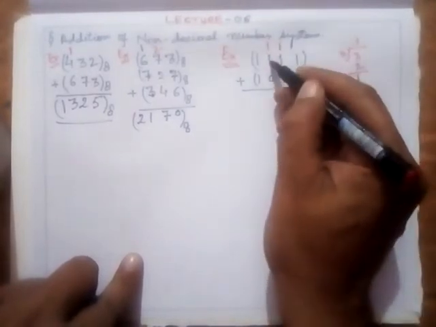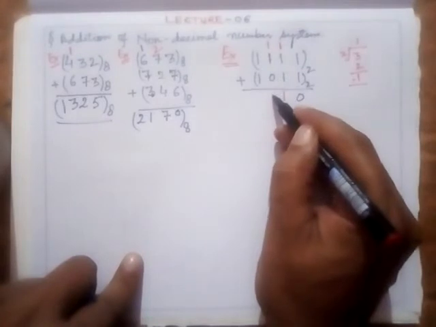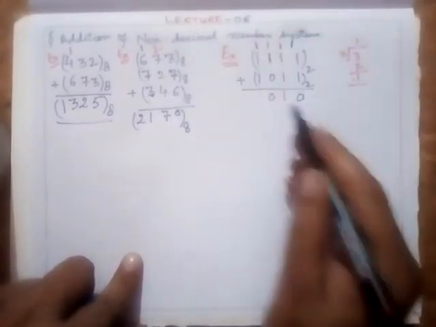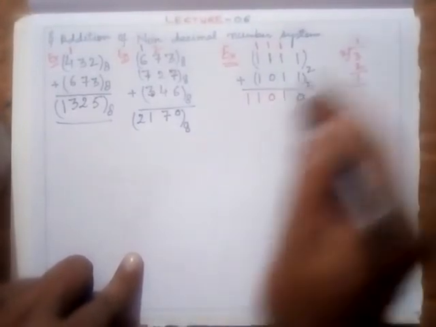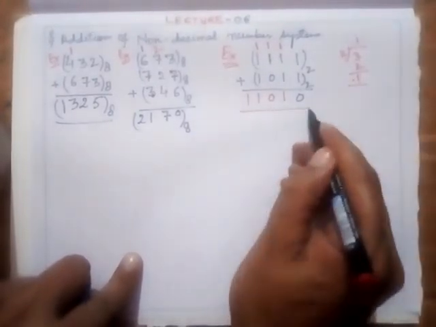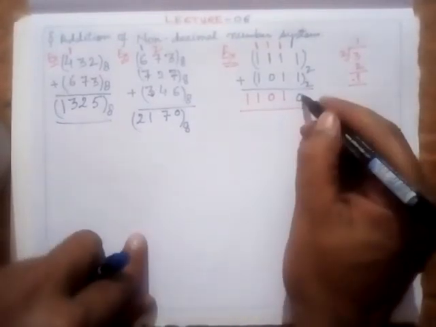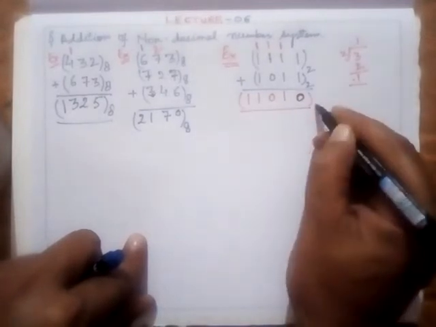Again 1 plus 1 is 2. 2 is more than 1. I divide this 2 by 2. Remainder is 0 and quotient is 1 as a carry. 1 plus 1 plus 1 is 3. Again, as I did here, it is 1 with 1 here. So this is my final result, 1, 1, 1. This is the result in base 2.